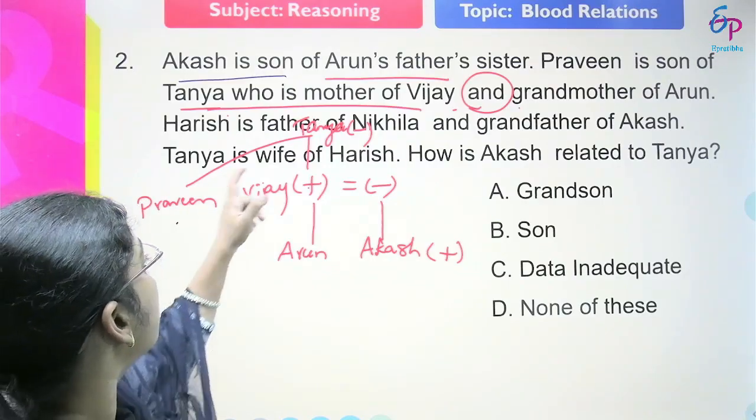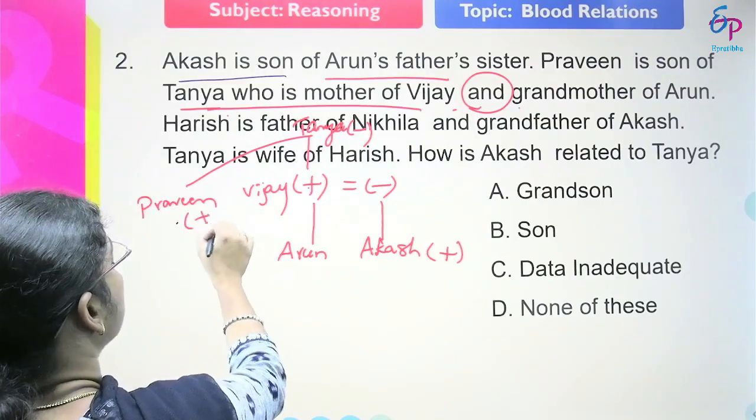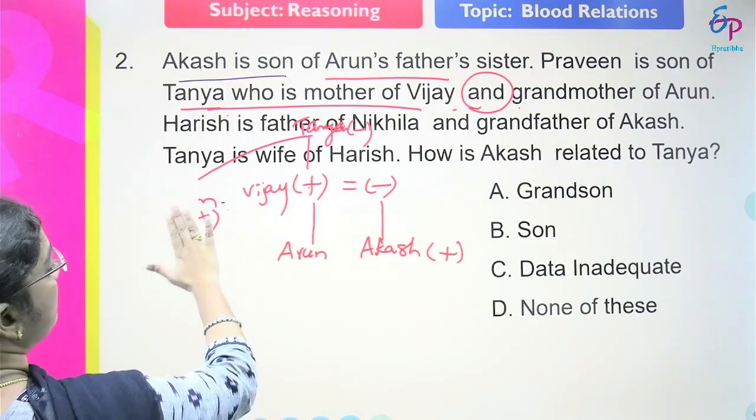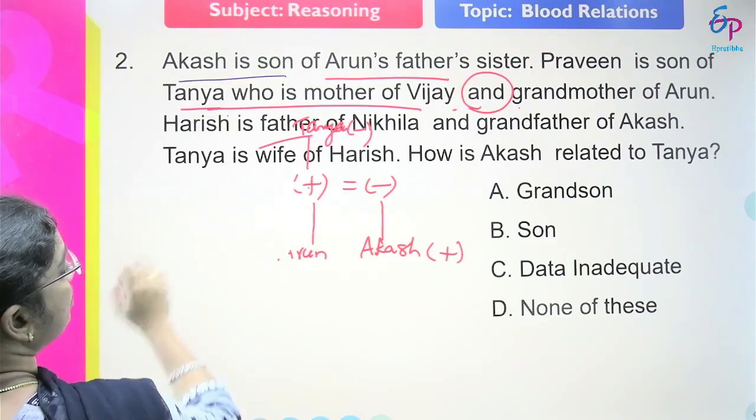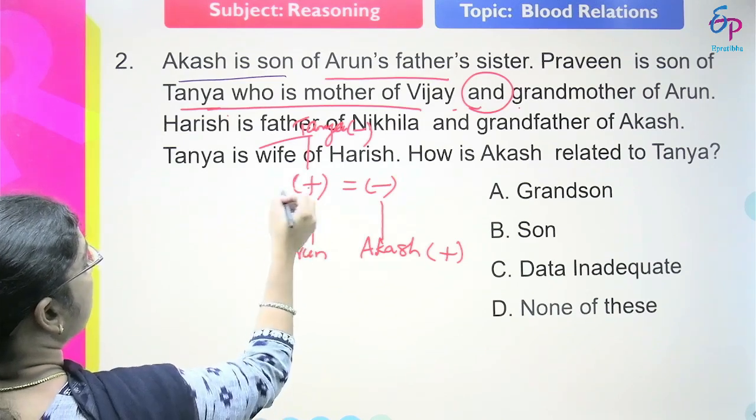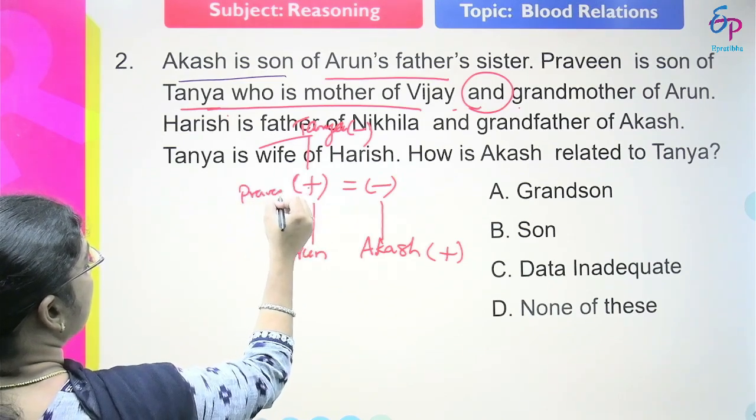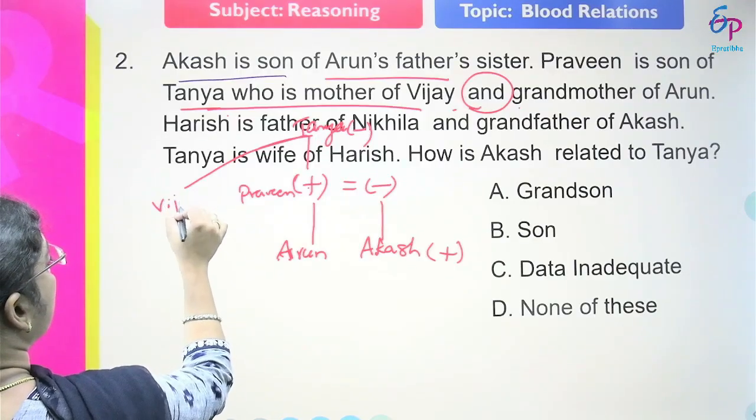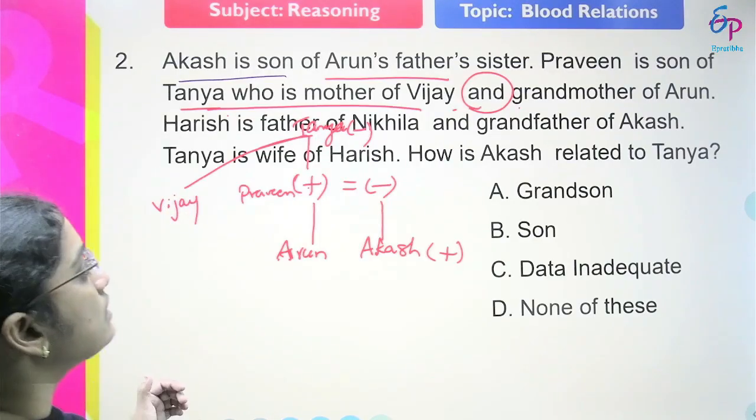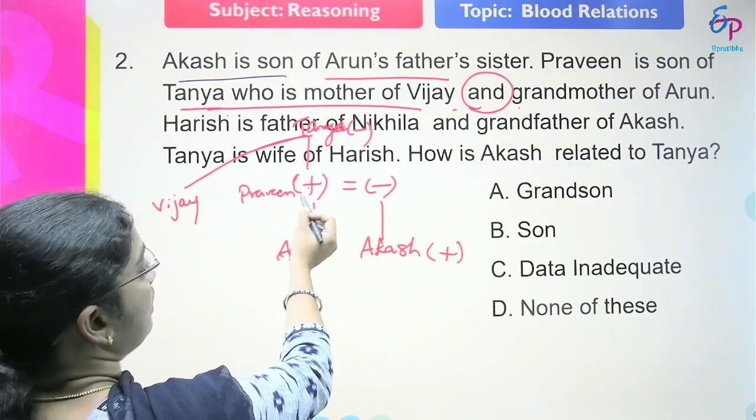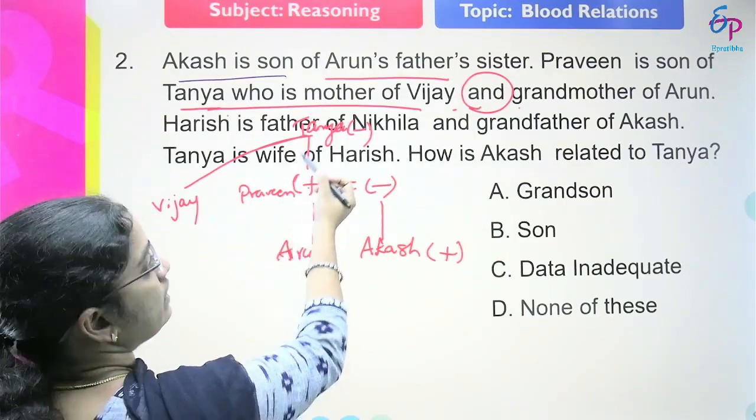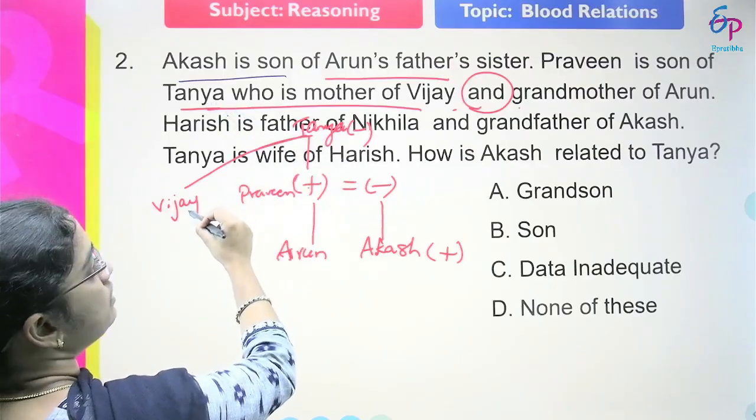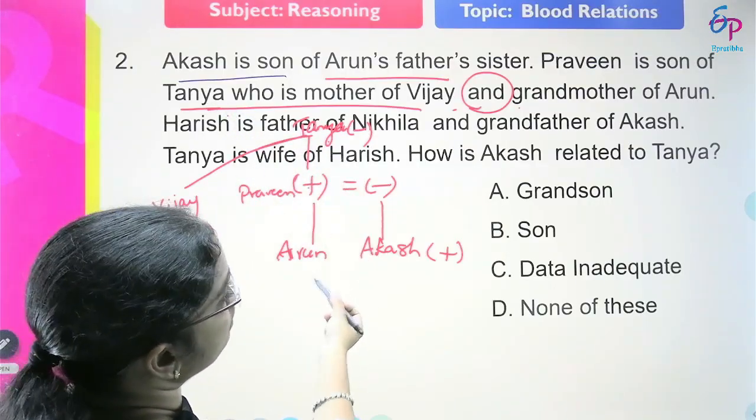Praveen is son, which definitely means plus, friends. We need to take it in reverse way, right? Here we already have a plus symbol, so I want to take Praveen here, Praveen is son, and then here I want to take Vijay, friends. Why am I taking it in reverse way? Just observe here. Praveen is a son, so here is the plus symbol for Praveen. Praveen is a son of Tanya, Tanya is mother of Vijay, and Tanya is a grandmother of Arun, right?